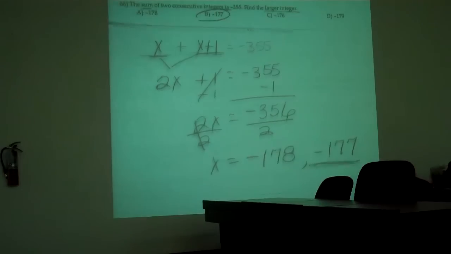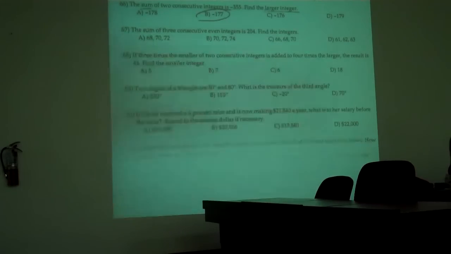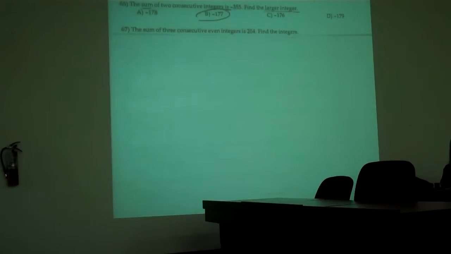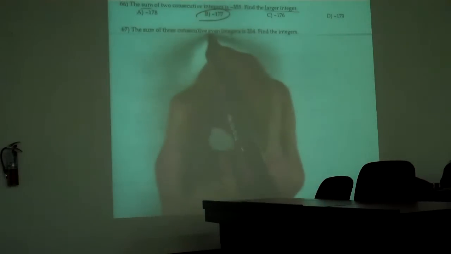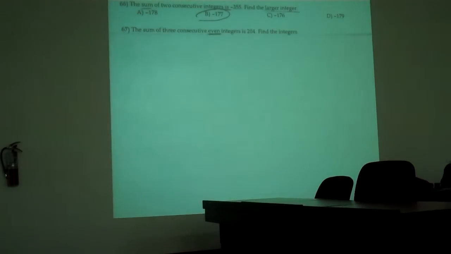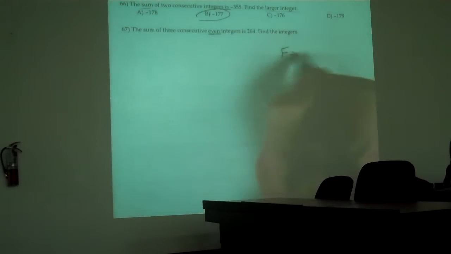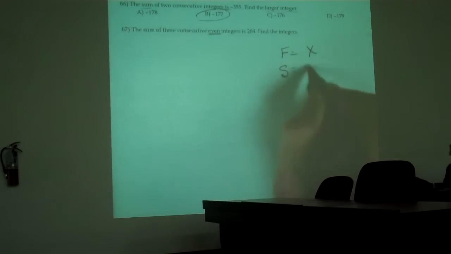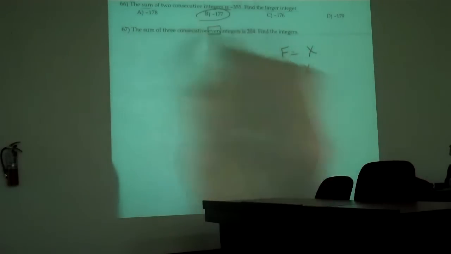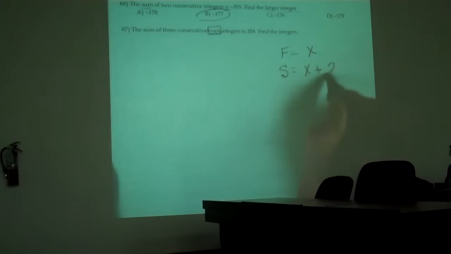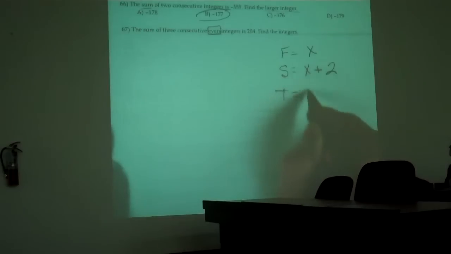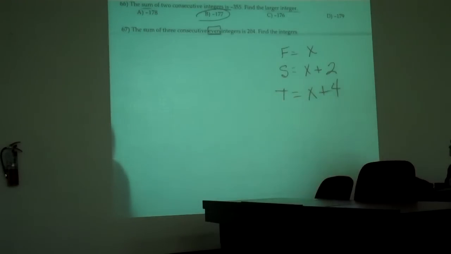Okay, 67. The sum of 3 consecutive even integers is 204. Find the integers. So if your first integer is x, what's your second one? x plus 1? It's even, so x plus 2. Plus 2, yeah. The third one? x plus 4. Yeah. Every other one.